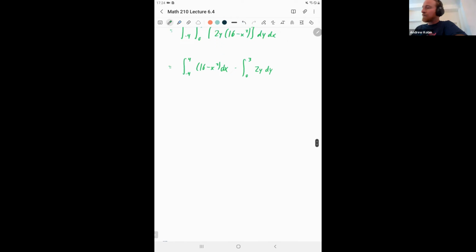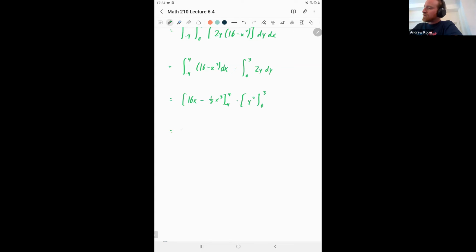Now you should be able to crank through this. It's two separate integrals, do them separately and combine them at the end. I'm just going to do them side by side and multiply them. Integrating with respect to x gives me 16x minus 1/3 x cubed, evaluated from -4 to 4. And 2y is going to give me 2/3. Oh, sorry, no, not 2/3. It's going to cancel out the 2, give me a y squared from 0 to 3.